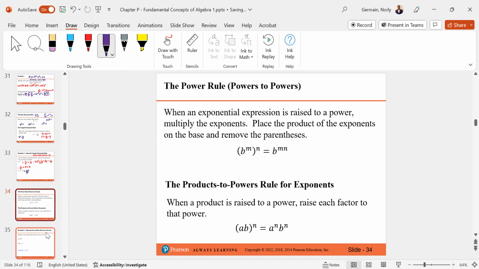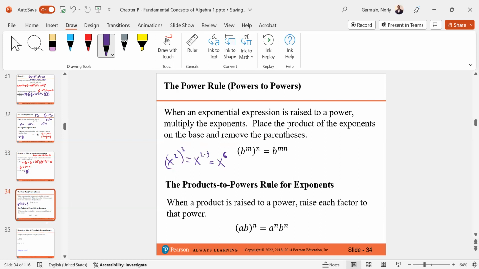Now, when an exponential expression is raised to a power, multiply the exponents. Replace the product of the exponents on the base and remove the parentheses. We call that the power rule. Power of a power: we keep the base and we multiply the exponents. For example, if I have x to the power 2 to the power 3, all I need to do is multiply the exponents. With the same base, keep the base and multiply the exponents.